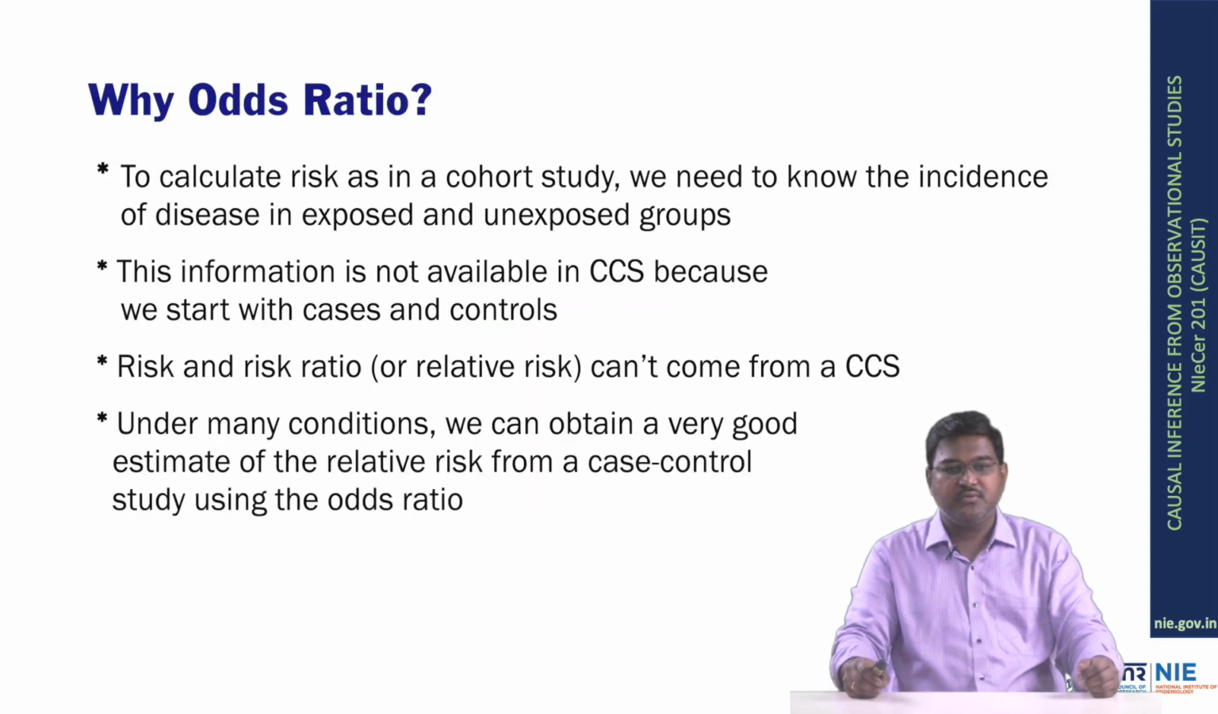Why odds ratio, not relative risk? In order to calculate relative risk, we need to know the incidence of disease in the exposed and unexposed group. But in a case control study, this information is not available because we start with cases and controls. So the risk and risk ratio can't come from a case control study. But we can obtain a very good estimate of relative risk from a case control study using the odds ratio under specified conditions.